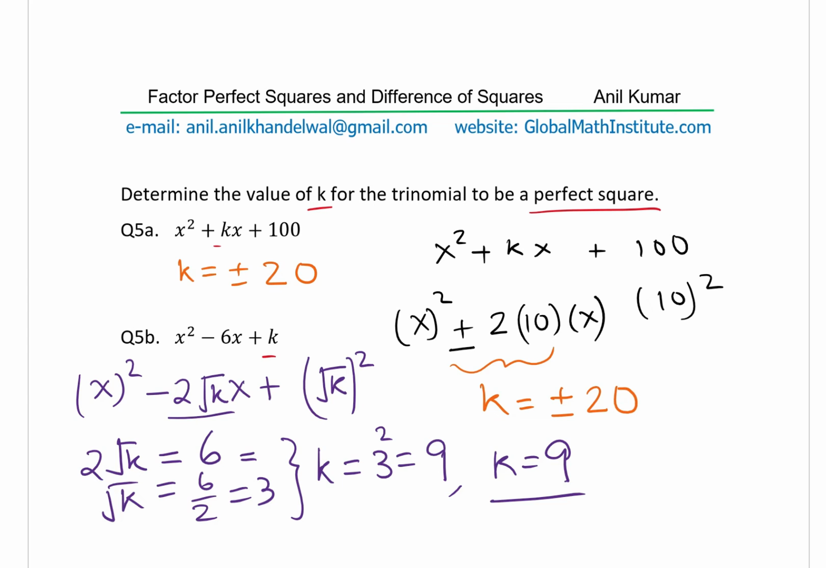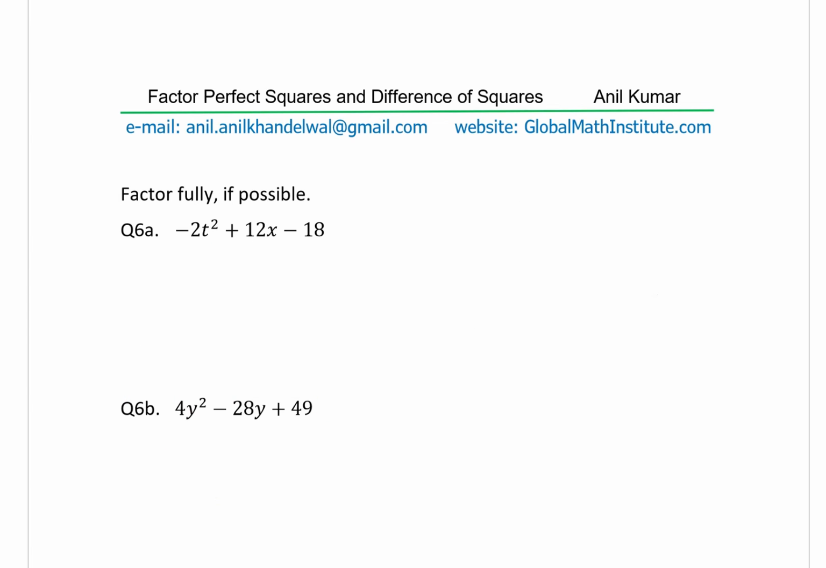Perfect. Let's move on and take up the next question, which is factor fully if possible. Now factoring sometimes is not possible. When we are doing factoring, we are looking at integers, okay? So now we have the first question, minus t squared, well, let me make this also as t, 12t minus 18. You need to factor this. You can pause the video, factor, and then look into my suggestions.